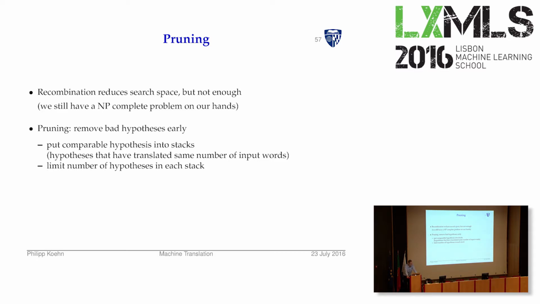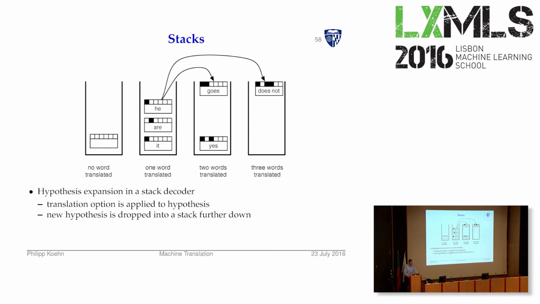So we have to do pruning, meaning we're going to throw out things that just look bad. And that's risky, because things that initially look bad might actually be good afterwards, and we don't know that. The only way to know is to exhaustively translate everything, and we don't have the time for that. So here's the idea. First, we're going to organize all these hypotheses into stacks. We put all the hypotheses that have one word translated in one stack, all the hypotheses that have two words translated in another stack, and all those that have three words translated in another stack.